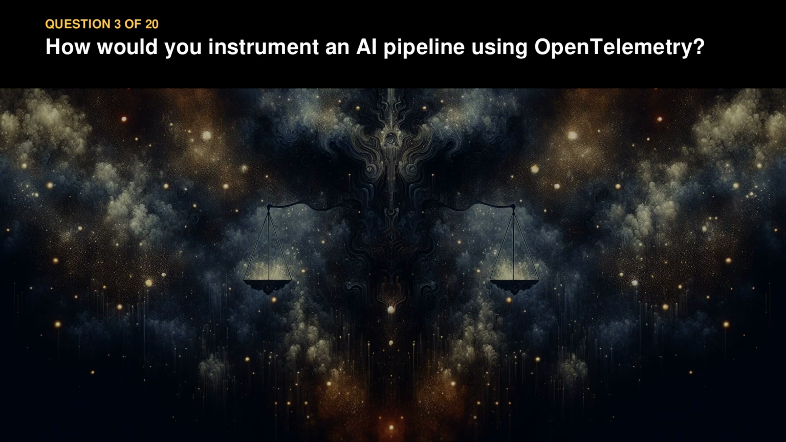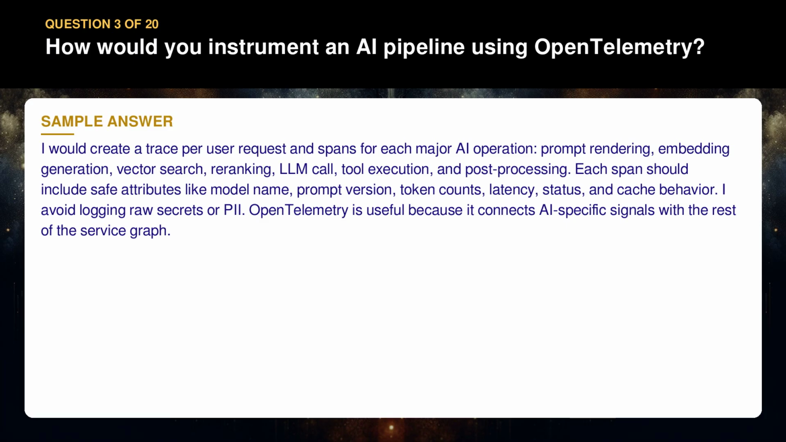Question 3. How would you instrument an AI pipeline using OpenTelemetry? I would create a trace per user request and spans for each major AI operation: prompt rendering, embedding generation, vector search, re-ranking, LLM call, tool execution, and post-processing. Each span should include safe attributes like model name, prompt version, token counts, latency, status, and cache behavior. I avoid logging raw secrets or PII.